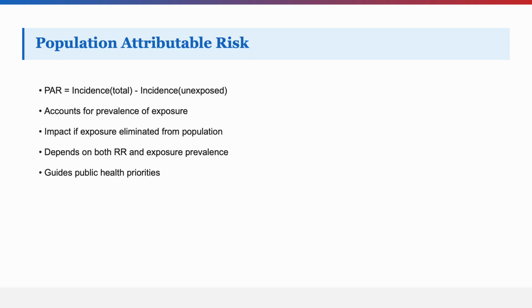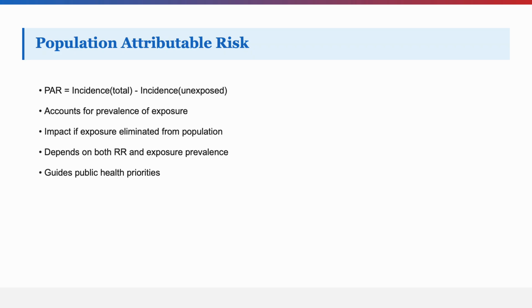An exposure with RR of 10 but 1% prevalence contributes less to population burden than an exposure with RR of 2 but 50% prevalence. Population attributable fraction, PAF, expresses this as a percentage. What proportion of cases in the population are attributable to the exposure? If smoking causes 85% of lung cancer cases in the population, the PAF is 85%. This guides public health priorities.